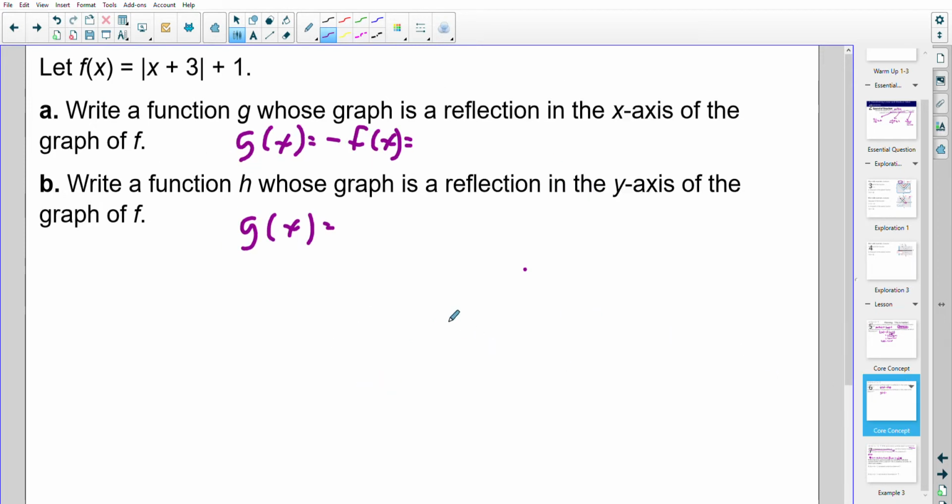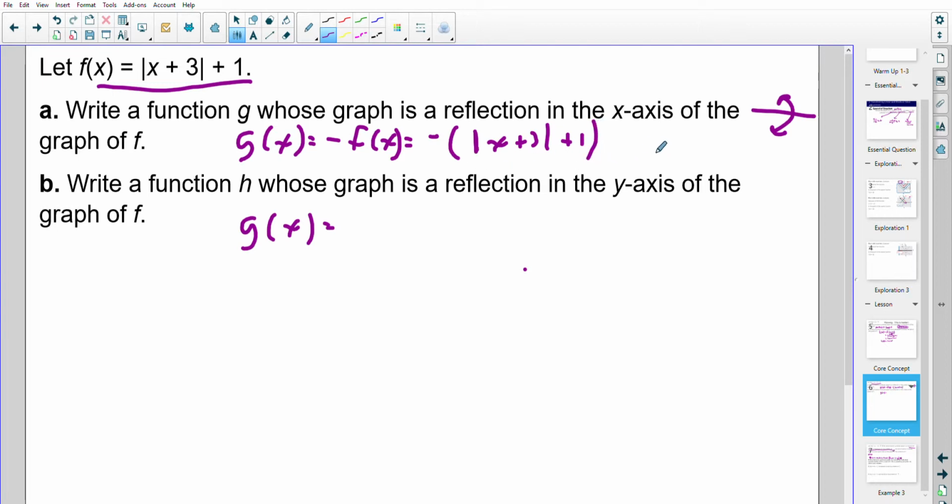Let's do another problem. Now we have an absolute value f of x, and the question is to reflect it over the x-axis. Reflecting it over the x-axis means all of your y's become the opposite. So when you have this situation, you're really multiplying negative times your f of x, which means you're multiplying negative by the whole thing, not just the absolute value.